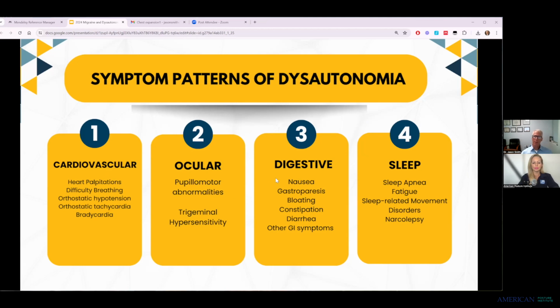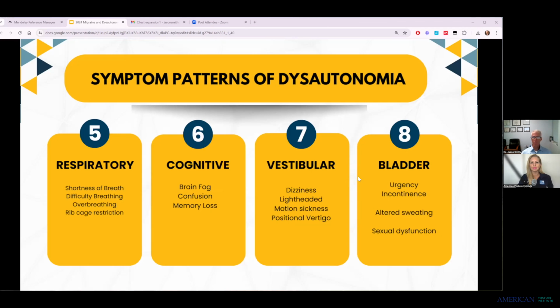Then on the digestive side, there's everything from nausea to diarrhea, from sleep apnea, fatigue, of course, when you don't sleep well because you've got a headache. And then there's all sorts of sleep-related periodic limb movement disorders and narcolepsy that can fall into this dysautonomia pattern. And then the last 4 symptoms are respiratory, which is not just you feel a panic or a tightness in your chest. A lot of people are having restrictions in their rib cage, and so they're overbreathing. And that needs to be addressed, I think, in order to resolve most of these migraine cases.